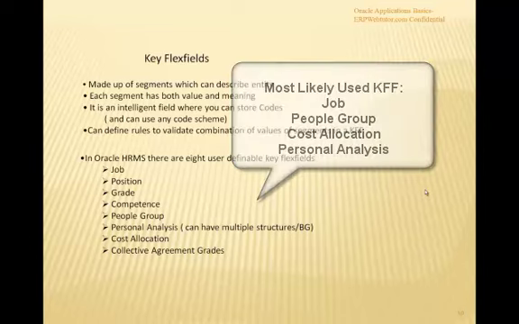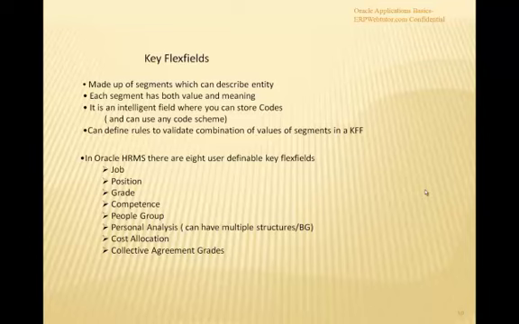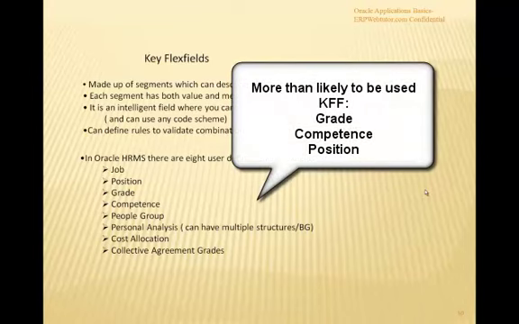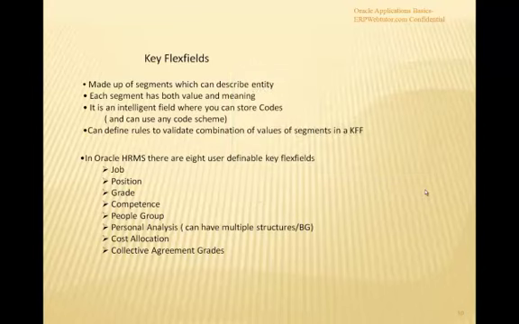Position, grade, competence, and personal analysis are most probably going to be used, but definitely not as often as the job or cost allocation. So people group, job, and cost allocations are the most used and most likely going to be used in every installation. Position, grade, and competence are going to be used in most cases, but not as frequently. Then the collective agreement grades are very rarely used.